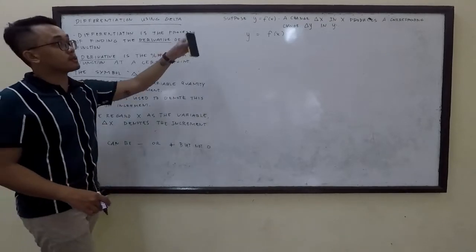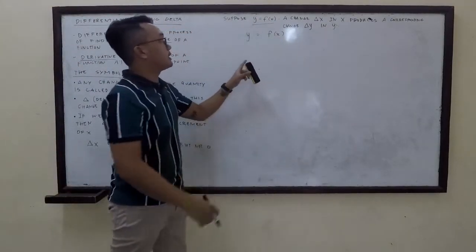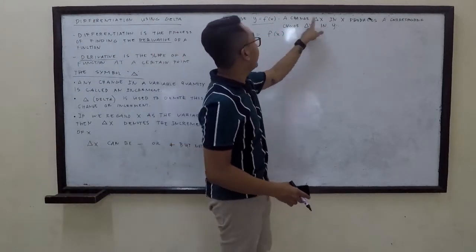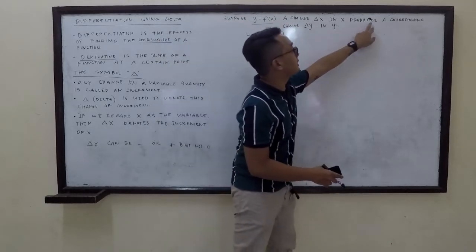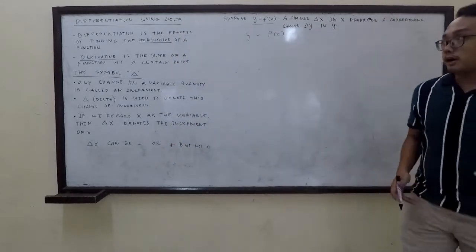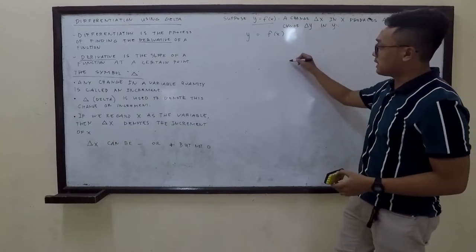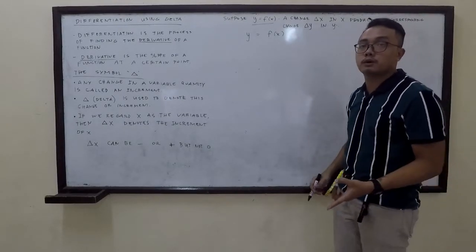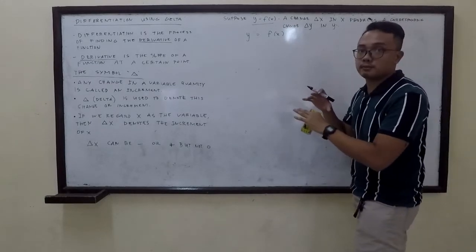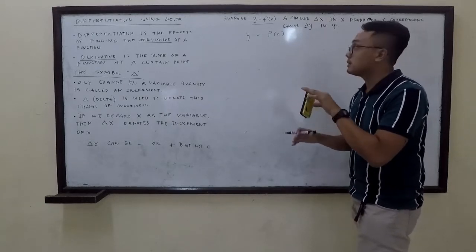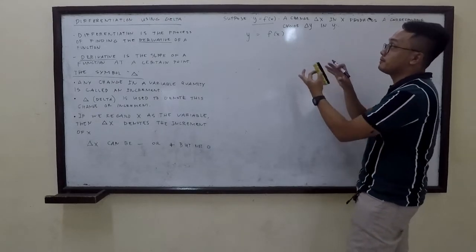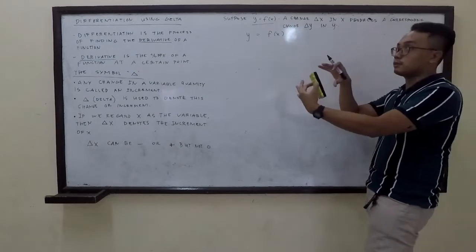Okay? So suppose we have this function, y is equal to f of x, or y is a function of x. A change delta x in x, which is this variable, produces a corresponding change delta y in y. If you can recall, when we're talking about functions, it is a certain law of correspondence. So whatever the value of x, or the independent variable, should also be reflected in the dependent variable, which in this case is y. So if x changes, then of course y should change too.